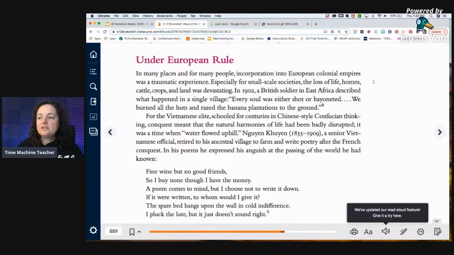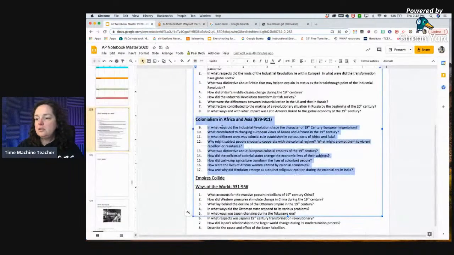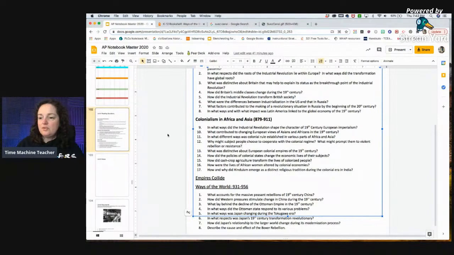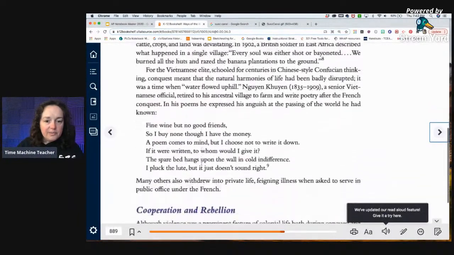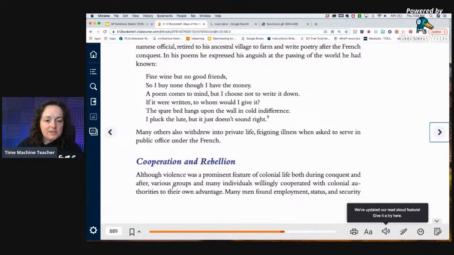All right, what's our next question? Number 12, why might subject people choose to cooperate with colonial regime? What might prompt them to a violent rebellion? That might have already been answered. Nope, I think it's right here. All right, so under European rule, we're going to skip that part and go on to this next part so we can answer that question.